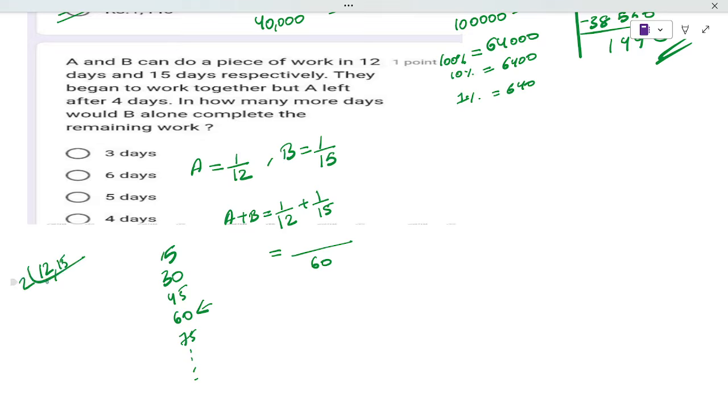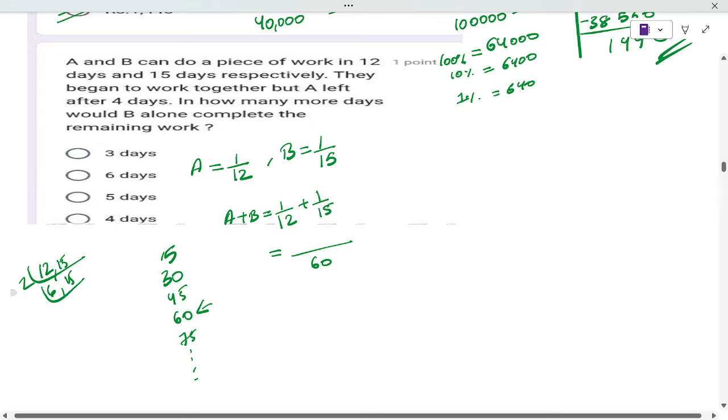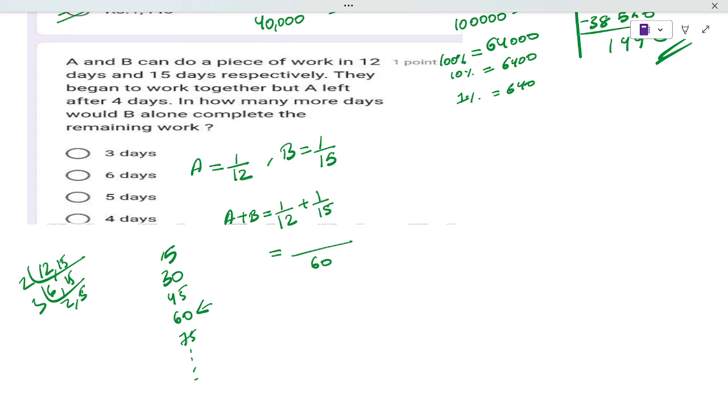LCM: 2 times 6, we do this way, 15 times 4. 3 times 2, 3 times 5. And then you multiply, you will get 60 again. So 60 by 12, how many times? 5 times. 60 by 15 is 4 times. 9 by 60, say 3 times, 3 by 20. That means 3 by 20 is the work of A and B together in 1 day.